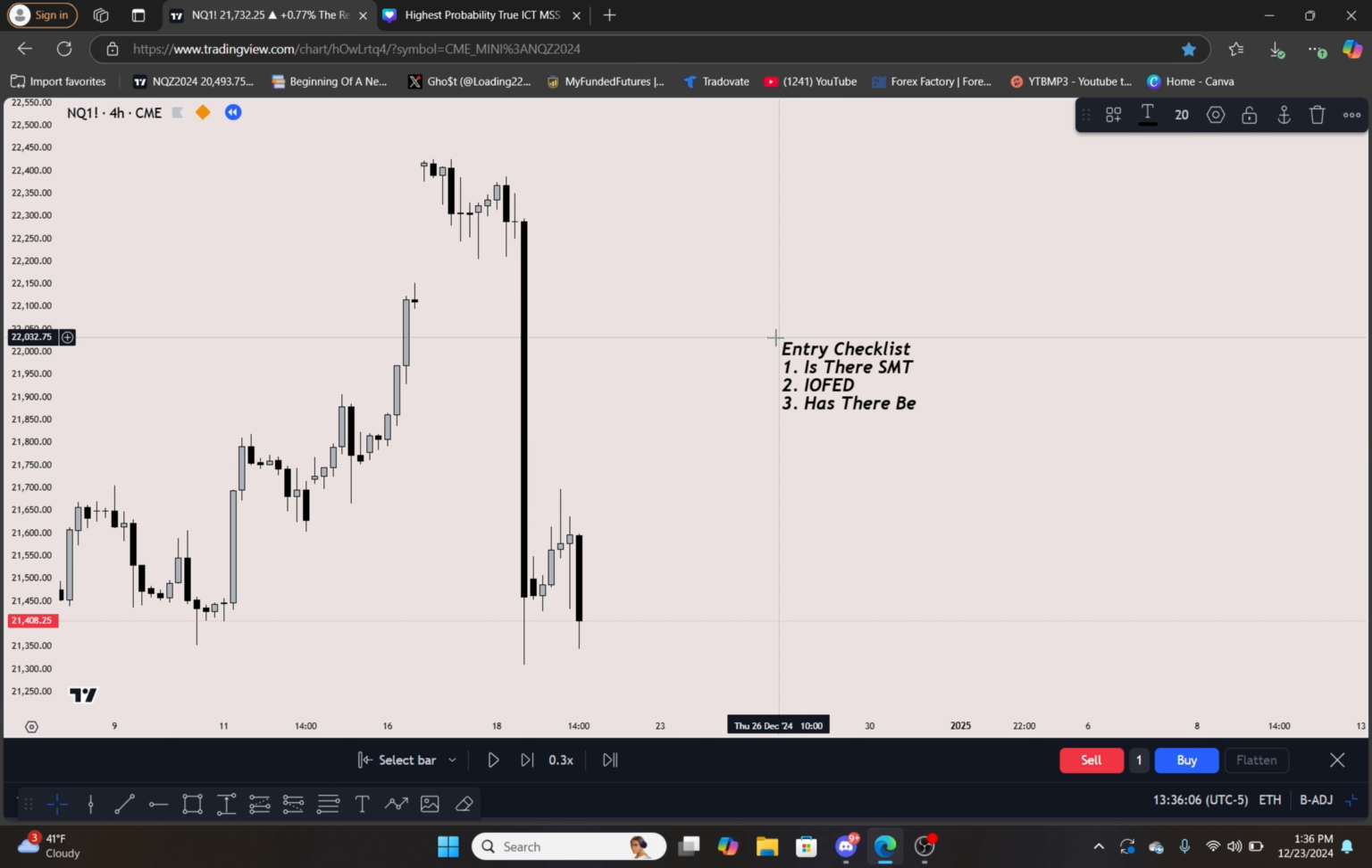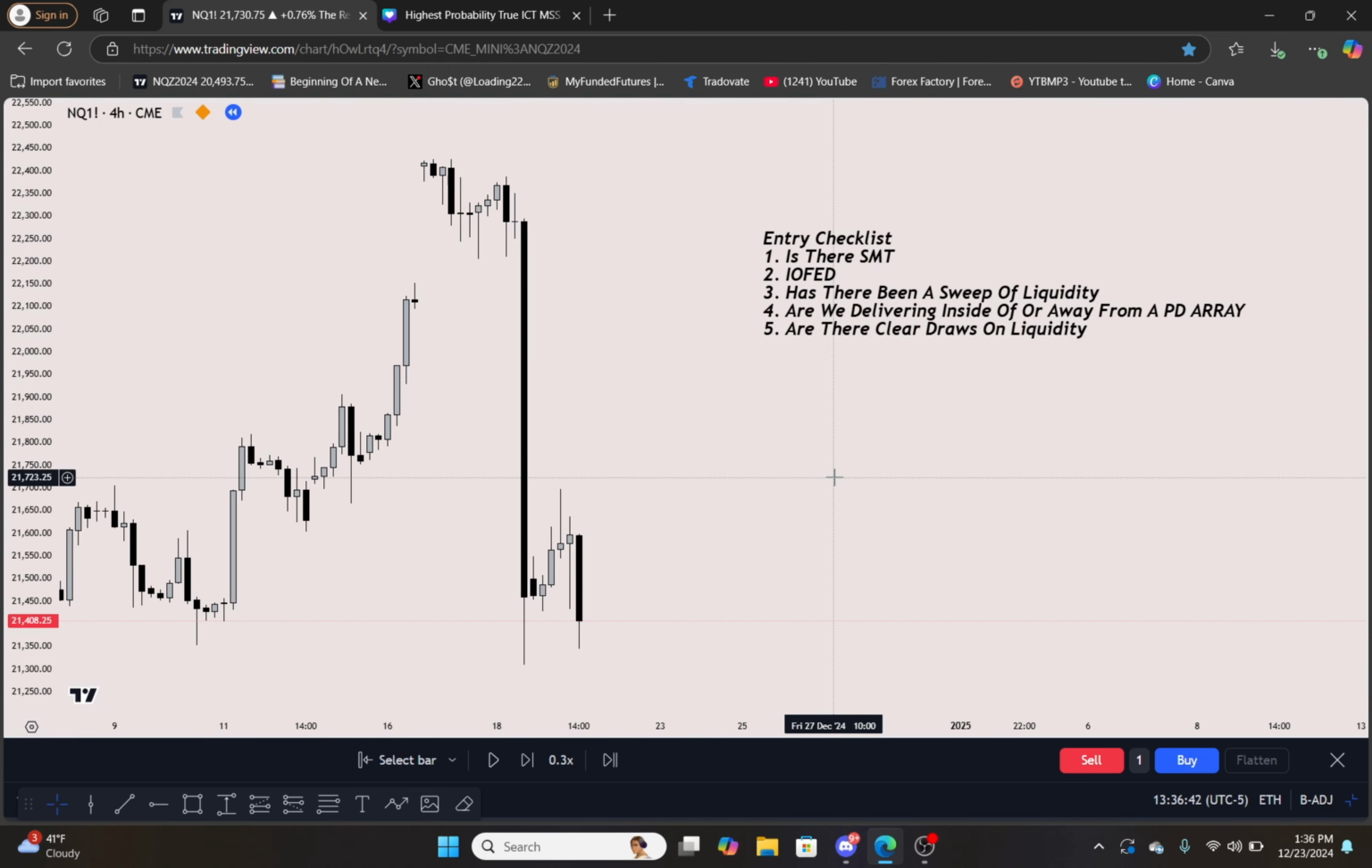Has there been a sweep of liquidity? Are we delivering inside of or away from a PD array? And number 5, are there clear draws on liquidity?